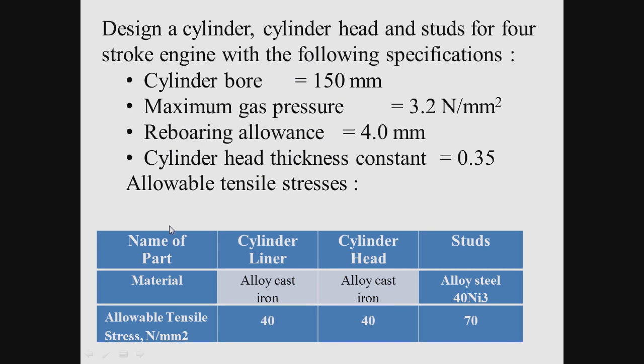and here allowable tensile stresses are given for different parts. For cylinder liner, it is made up of the alloy cast iron, so its allowable stress is 40 Newton per mm square. Cylinder head, it is made up of same material and its allowable stress is 40, same. Next, studs are made up of different material. It is made up of alloy steel, so its allowable stress is 70 Newton per mm square. So here values are given directly, allowable stresses.